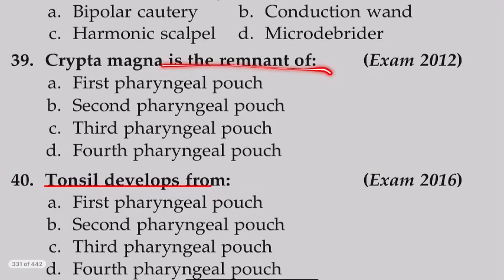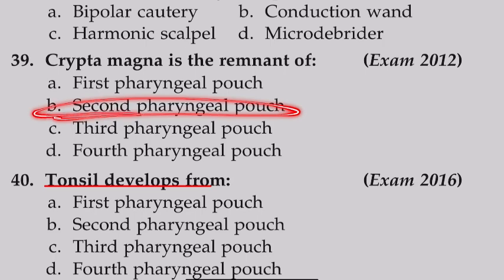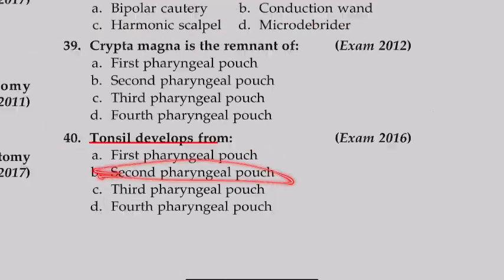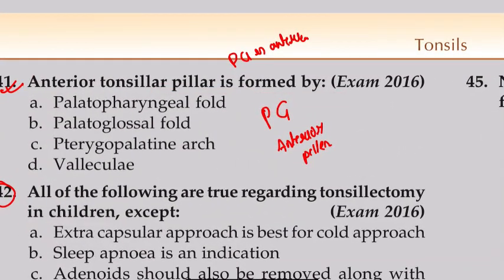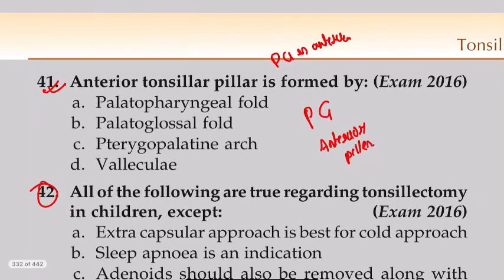Crypta magna is a remnant of the second pharyngeal pouch, right? Tonsil developed from the second pharyngeal pouch. Okay, anterior tonsillar pillar is formed by what? Tonsillar pillar anterior, that is formed by what? That is the palatoglossus fold, right? Palatoglossus fold.